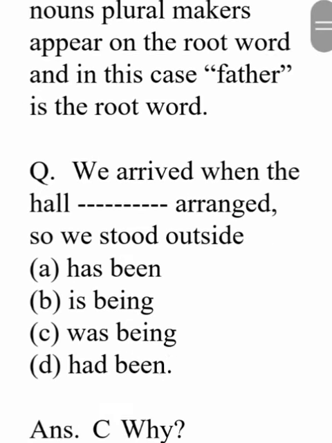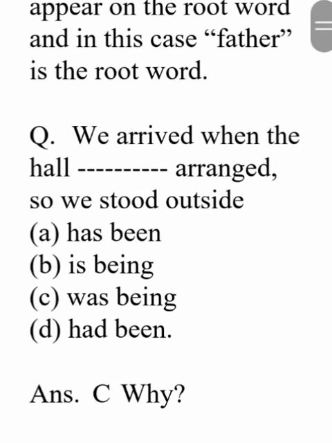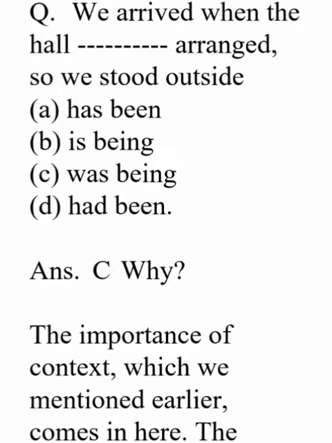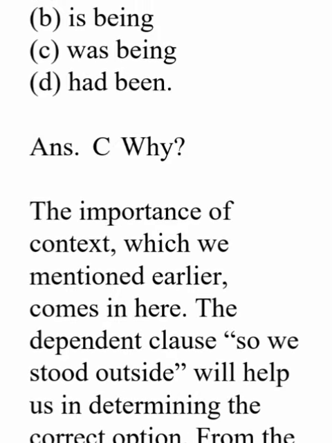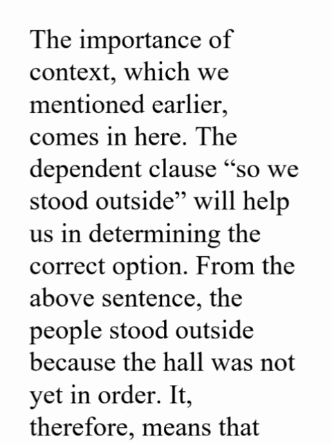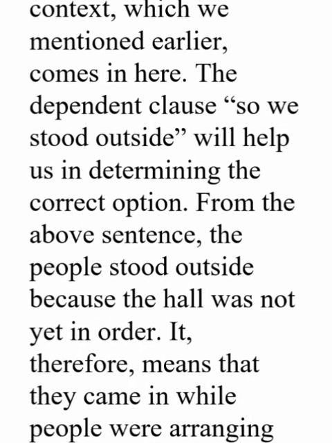Question: We arrived when the hall ___ arranged, so we stood outside. A. Has been. B. Is being. C. Was being. D. Had been. Answer: C. Why? The importance of context, which we mentioned earlier, comes in here. The dependent clause, so we stood outside, will help us in determining the correct option. From the above sentence, the people stood outside because the hall was not yet in order.